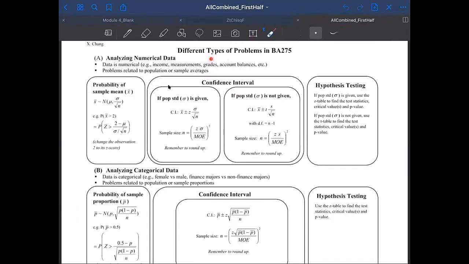So there are different types of problems. You can see numerical data in comparison to categorical data. For numerical data, this part is about the sampling distribution of the sample mean. That week I asked you guys to watch the rabbit video. Do you remember the central limit theorem? And then there's a confidence interval, which we talked about last week. And this week, what we are doing is hypothesis testing. Same goes for the categorical data as well.